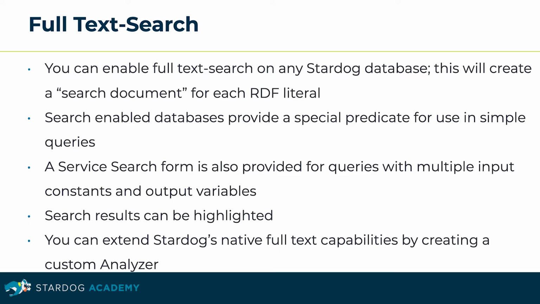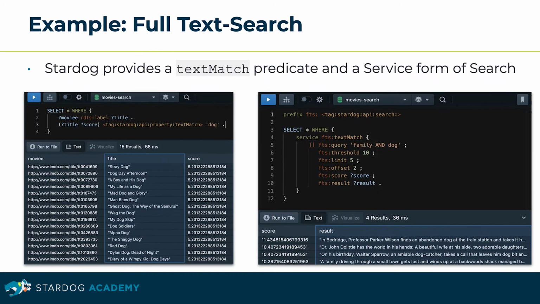You can also extend Stardog's native full-text capabilities by creating a custom analyzer. In order to search-enable your database, make sure to set the database option search.enabled equals true when creating your database. Stardog provides a textMatch predicate for use in a simple query, which we see in the screenshot on the left. It also provides a service form of search, which we see in the screenshot on the right.